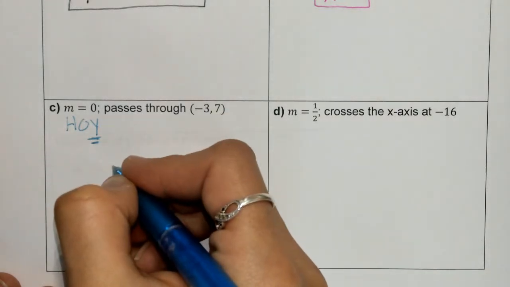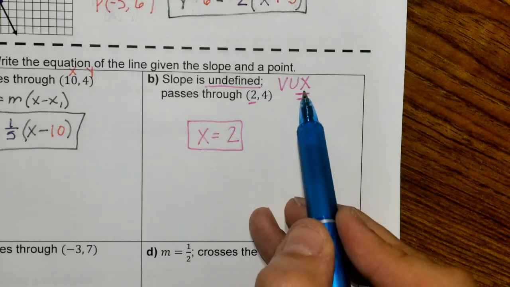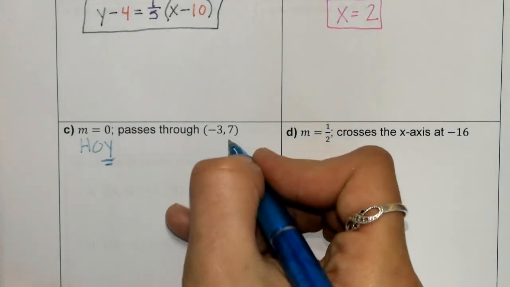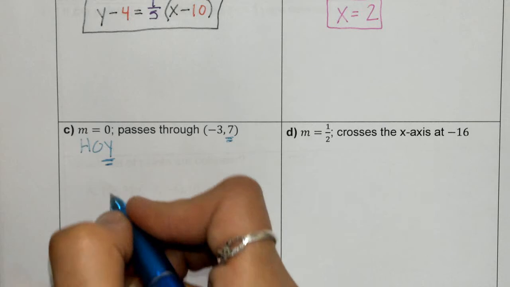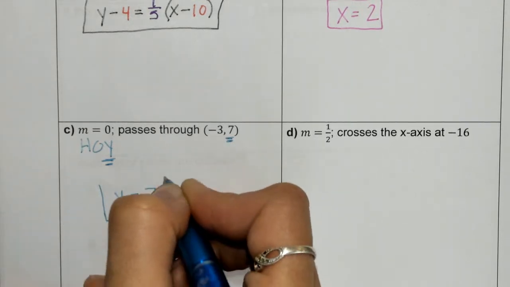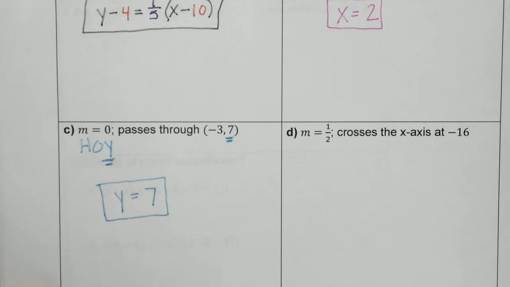So here, exactly like we just did up here, we had x equals a number, x equals the x coordinate. Down here, we will have y equals that y coordinate. So y equals 7. These are the easiest ones to do as long as you remember vux and hoi.